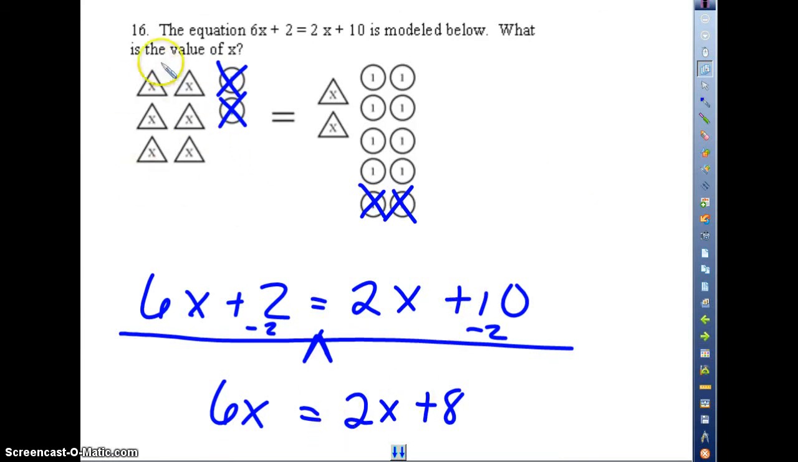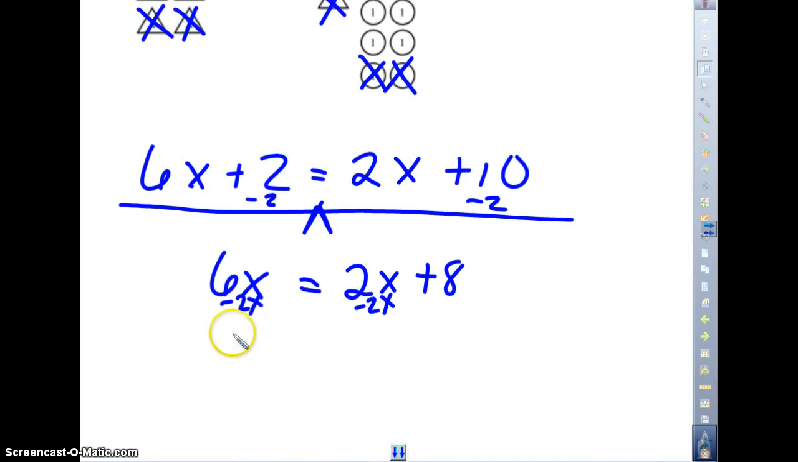So we've got 6 x's over here. We're left with 2 x's over here plus 8 singles. How about if I get rid of 2 x's here? Let's remove 2 x's on this side. Guess what you have to do over here to keep this whole seesaw teeter-totter thing balanced? Yeah, you're going to have to remove 2 x's over here. Subtract 2 x's over here.